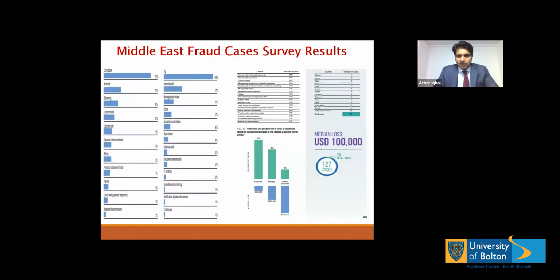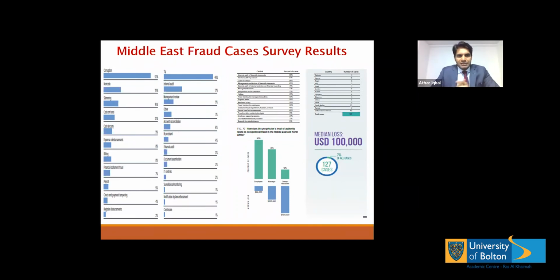It was 28 cases from the UAE. They just conducted a survey, and every case was around 100,000 USD. There were 127 total cases from overall Middle East and Africa as well.